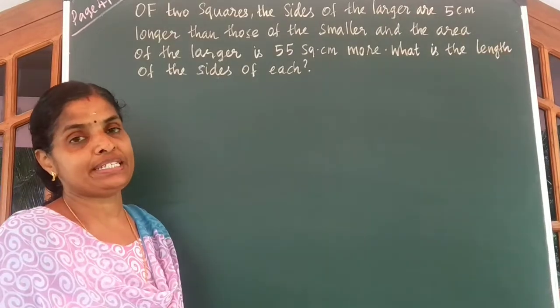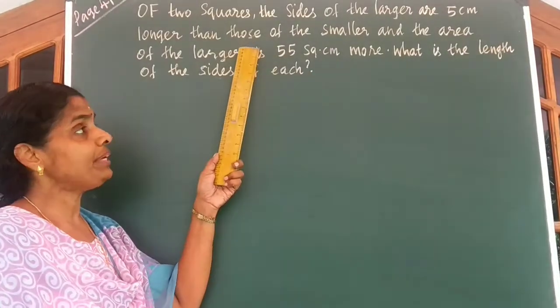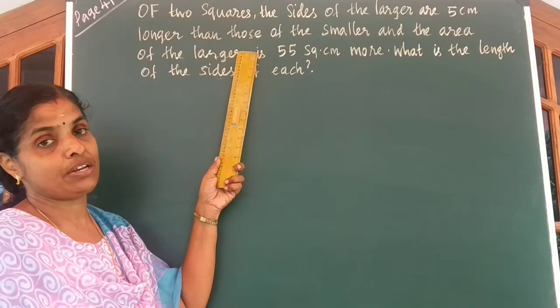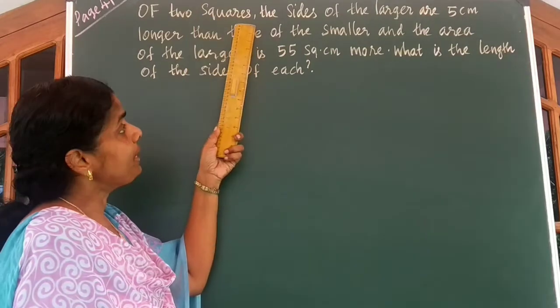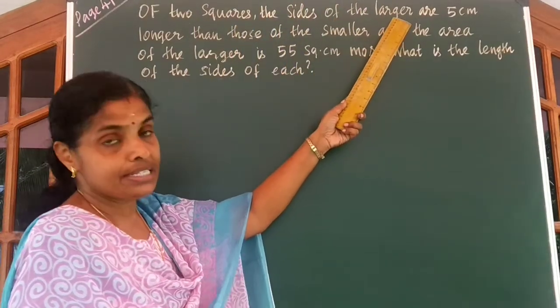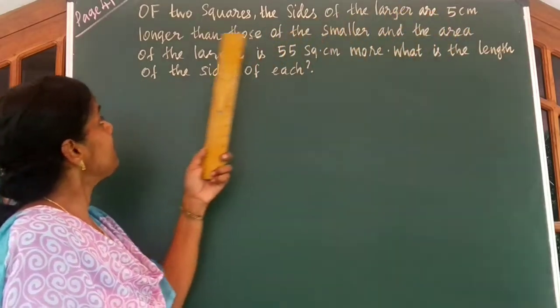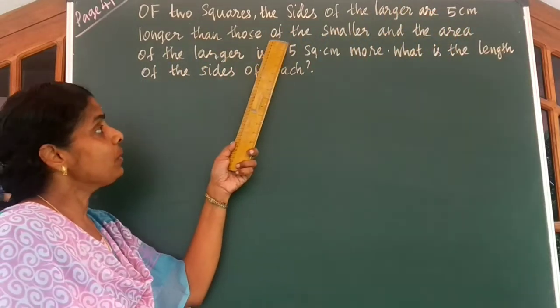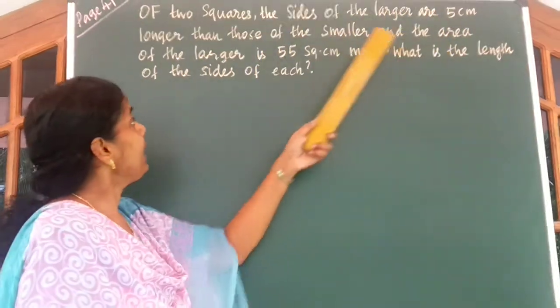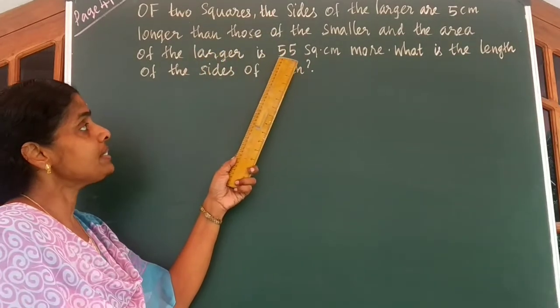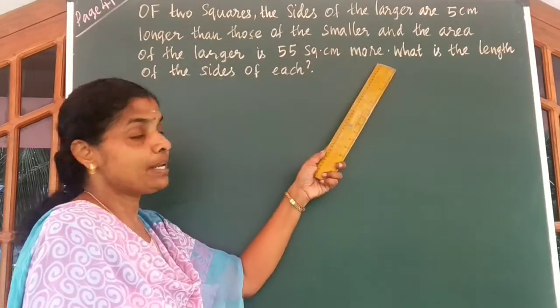Come to the next question, children. This is a worked out example, an important question also. Of two squares, sides of the larger are 5 centimeter longer than those of the smaller, and area of the larger is 55 square meter more.